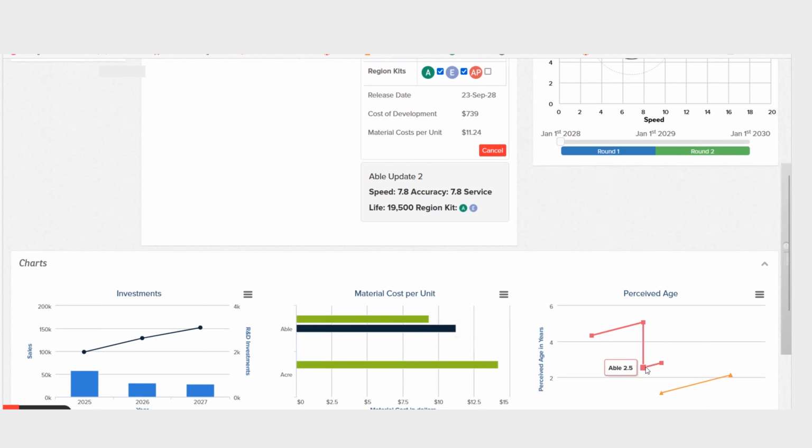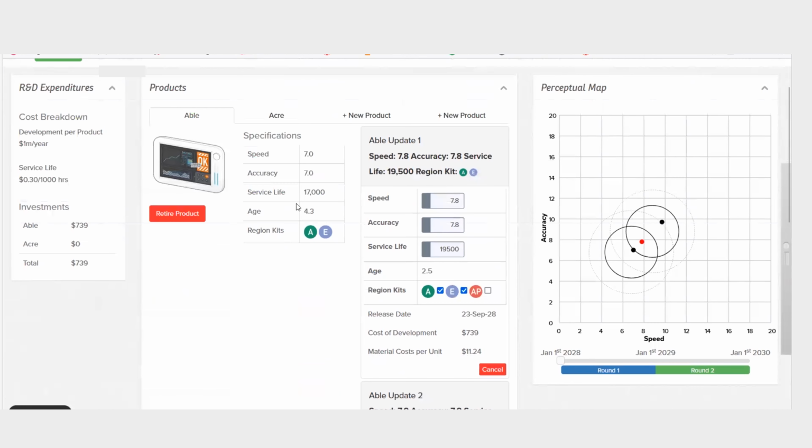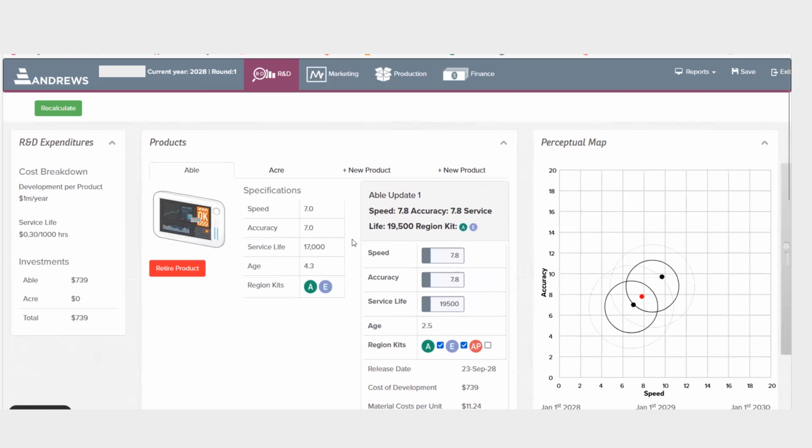And this is attributed to the fact that customers are looking for a product with a service life of between 14,000 and 20,000. Therefore, since we want to target the top-notch customers in different market segments, we are making sure that we offer nearly the maximum required when it comes to service life.